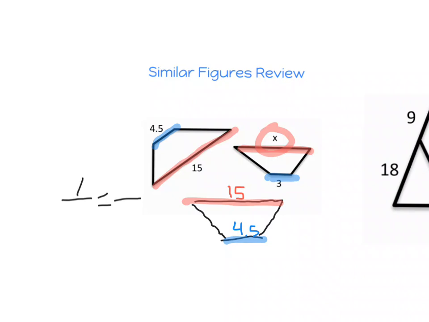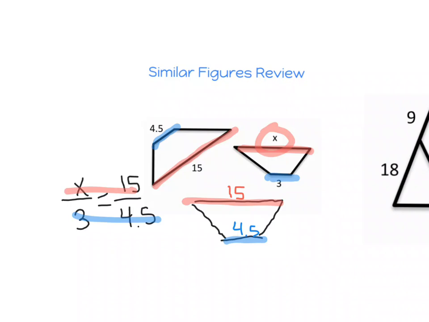Noticing that x corresponded to 15, I'm going to put those together across the top. And I'm also going to see that x was in the same trapezoid as 3. So they need to be in the same ratio, and 4.5 corresponded to 3. And then we solve either using a scale factor, or we can cross multiply.